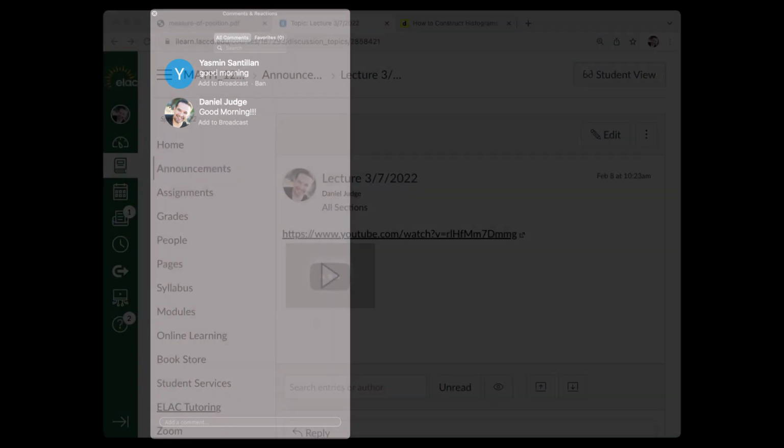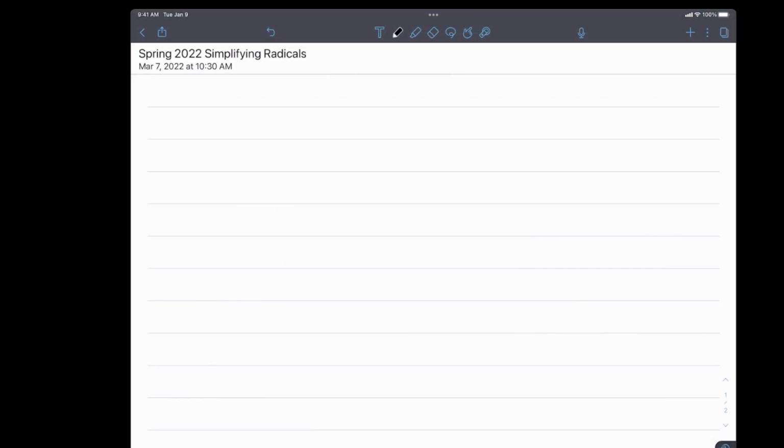Spring 2022. Simplifying radicals. All right, simplifying radicals. So let me kind of express something to you guys here. It's kind of a big deal. It's kind of important here.